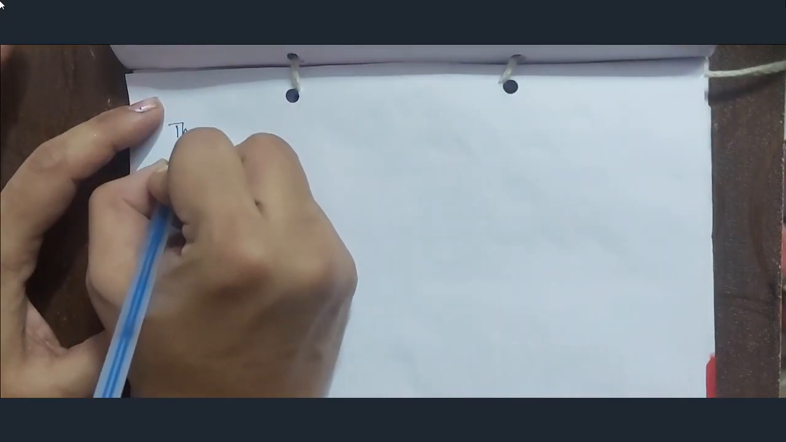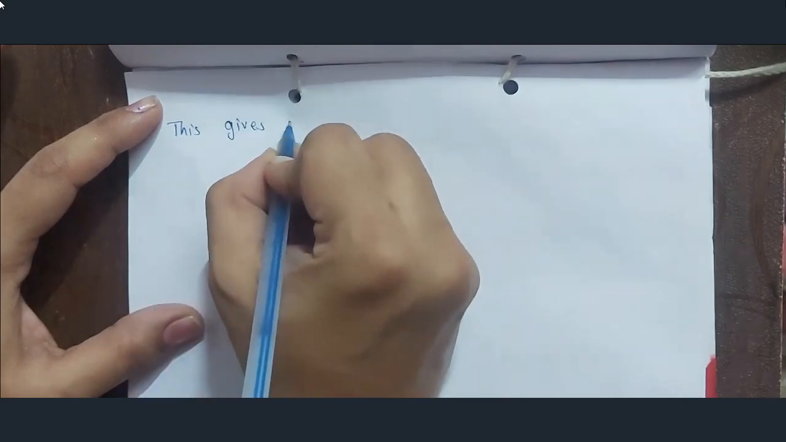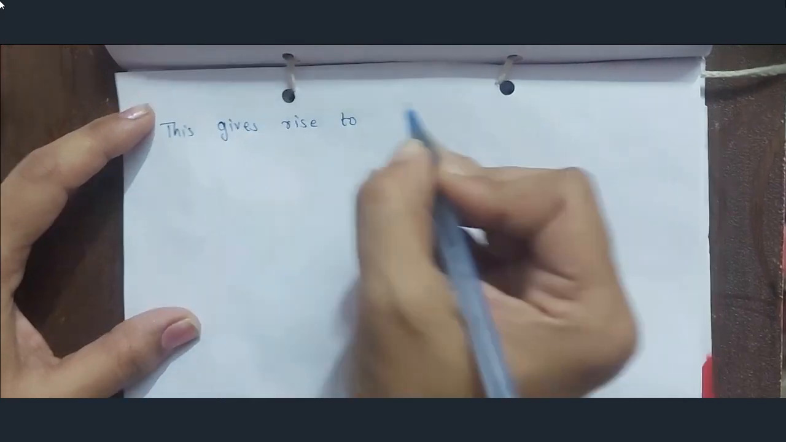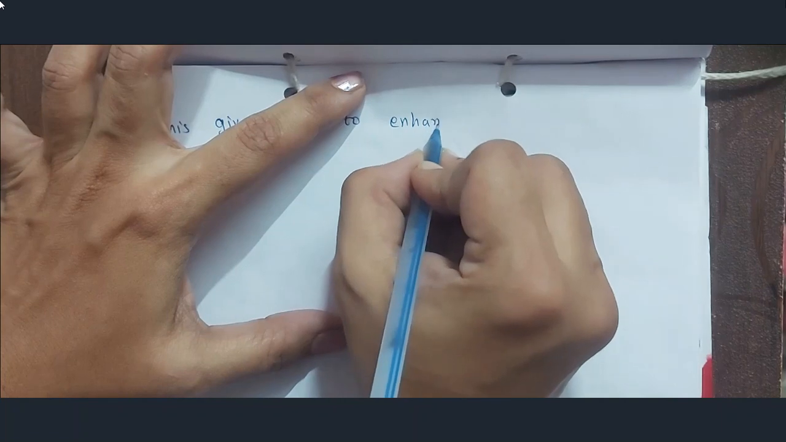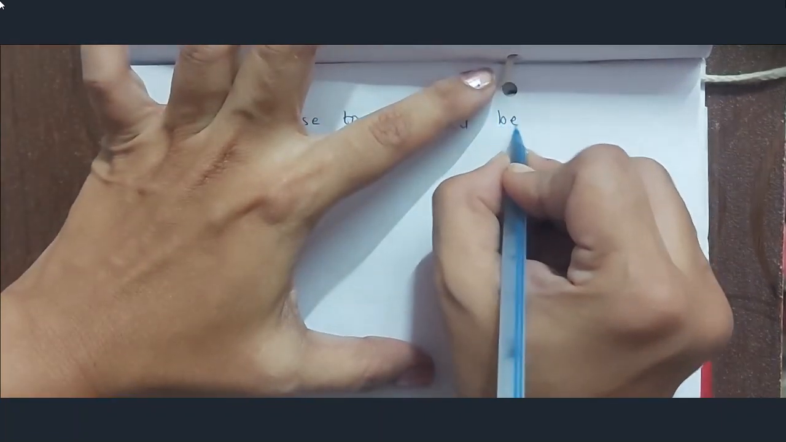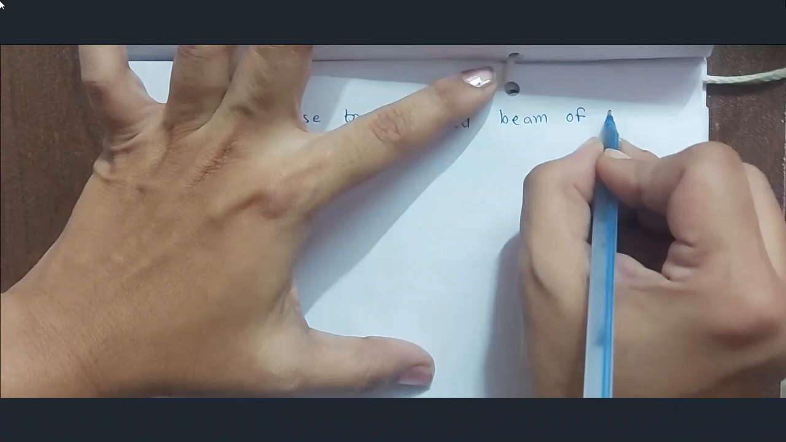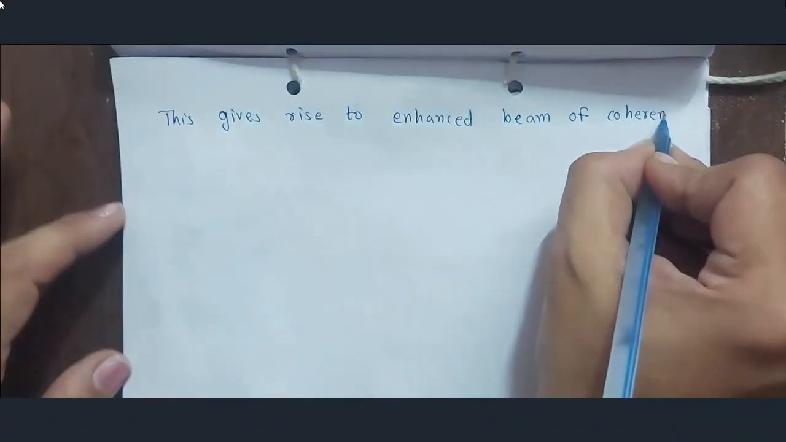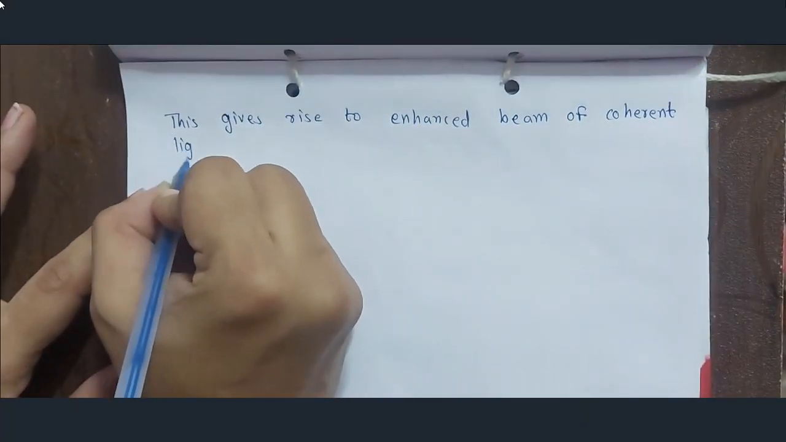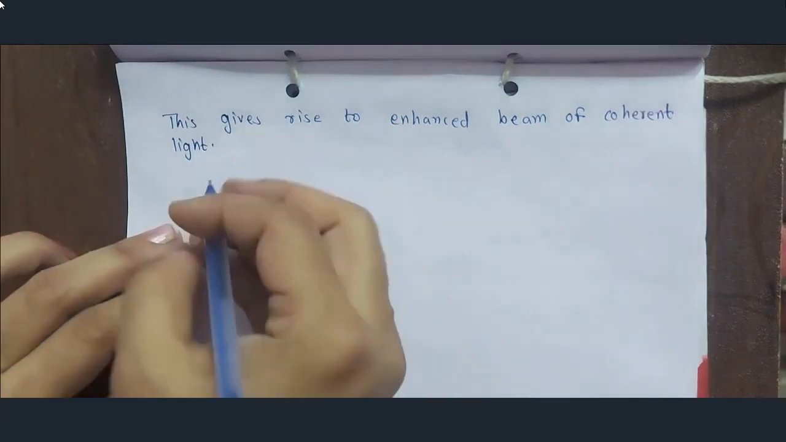Now, the incident radiation as well as the other radiation, which is the stimulated emission, both the lights are in phase with each other. So this gives rise to an enhanced beam of coherent light. This gives rise to an enhanced beam of coherent light.